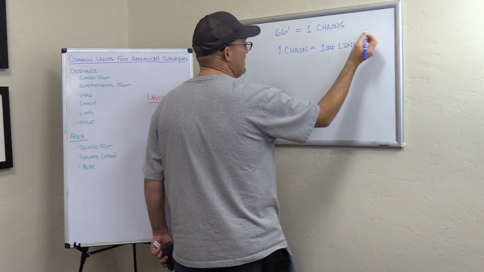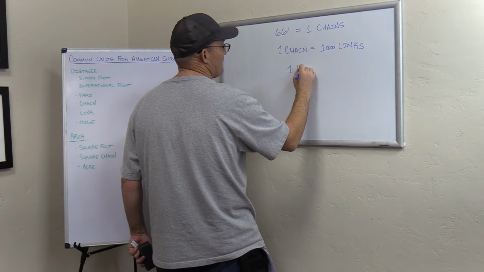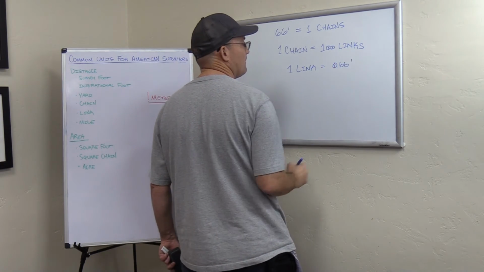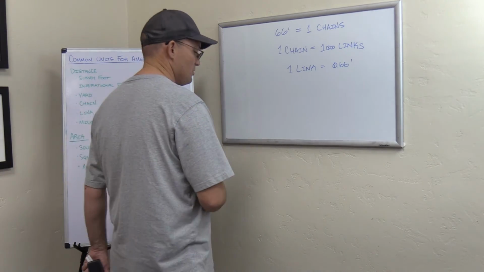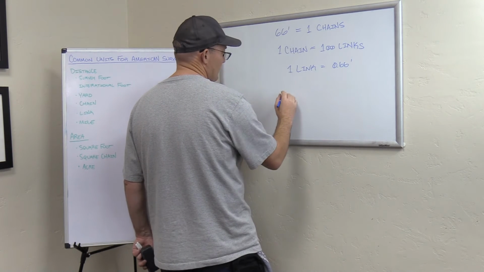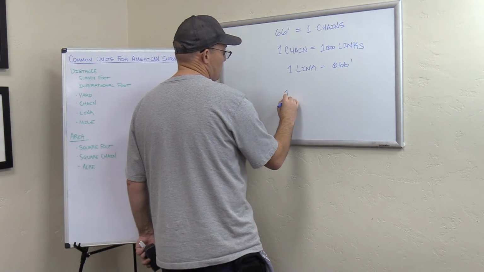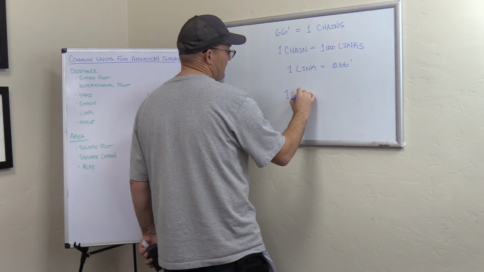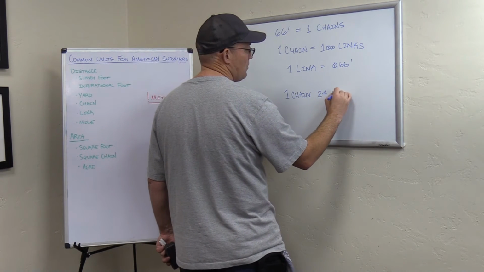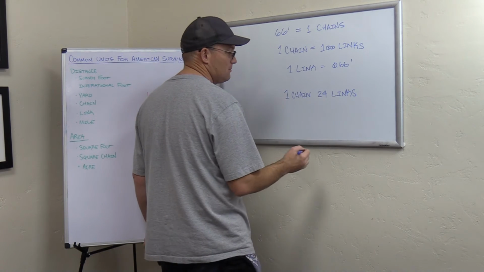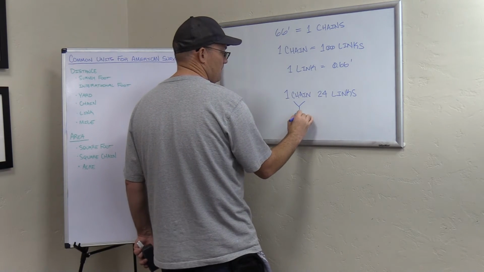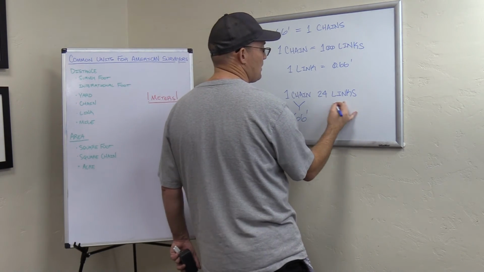Which means 1 link equals 0.66 feet. Let's say you're reading some old General Land Office surveys and they give you a distance. They say the creek or the river is 1 chain and 24 links wide, and we want to know how wide that is in feet. We're going to take 1 chain, which we know is 66 feet. Now we need to know how many feet is 24 links.